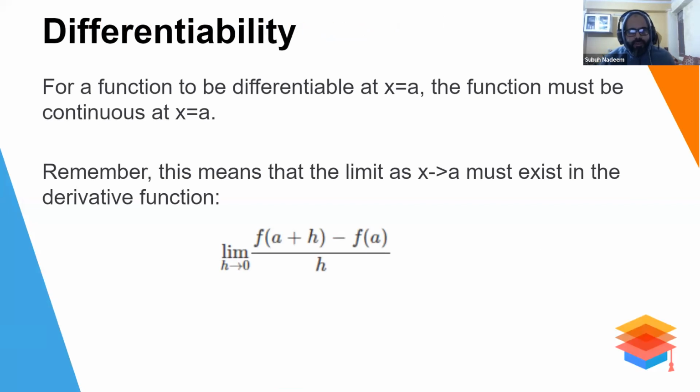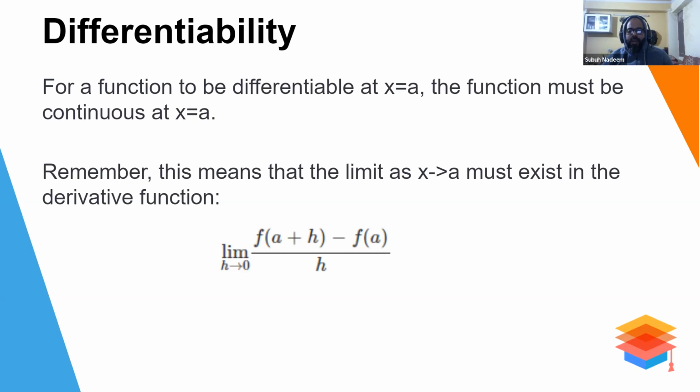For a function to be differentiable at x is equal to a, the function must be continuous at x is equal to a. Okay, remember this. It means that the function does not exist in the derivative function. So isn't this the same formula? Yeah, this is the same formula, the denominator one. Above one says that if this derivative exists, that is, the below formula gives you some value, then it must be continuous also. That means the graph has no break.